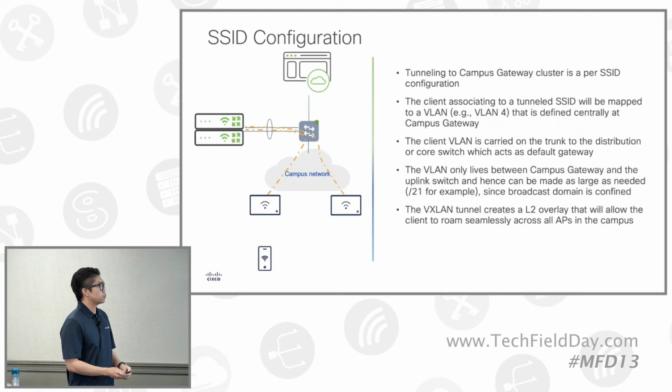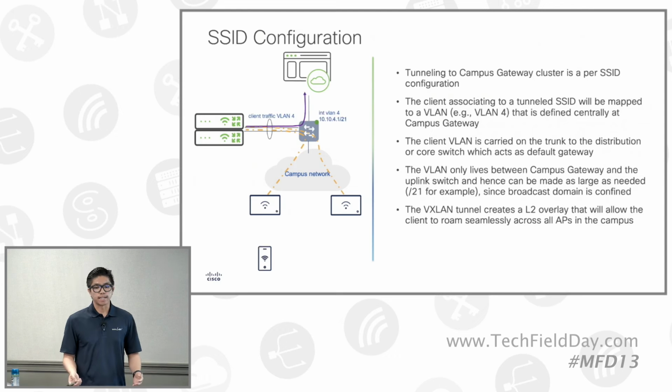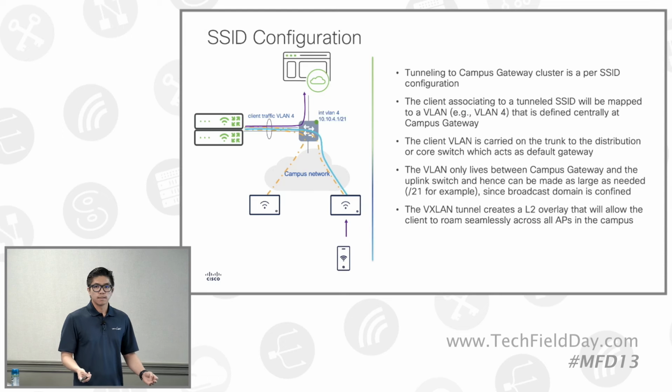And when you do connect to a tunneled SSID mapped to, say, VLAN 4, you'll have to make sure that's defined centrally at the MCG. That way, once the client does join VLAN 4, it can be switched to the rest of the network. If you don't have a VLAN defined on the MCG, which is basically allowing that VLAN to be passed through the trunk ports to the upstream switch, that traffic will be dropped. And the VLANs that we do have defined for the SSIDs should be terminated on the uplink switch to the MCG. So it only has to exist between campus gateway and MCG.